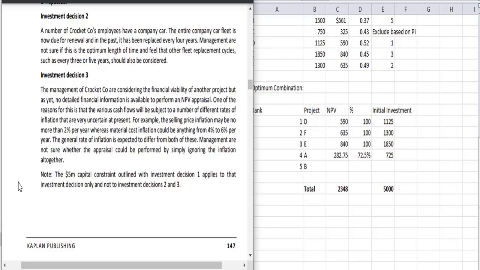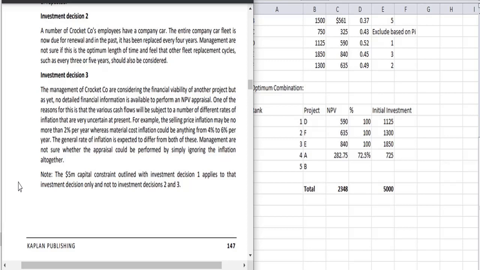For example, selling price inflation may be no more than 2% per year, whereas material cost inflation could be anything from 4% to 6% per year. General rate of inflation is expected to differ from both of these. Management are not sure whether appraisals could be performed by simply ignoring the inflation altogether. Note the 5 million capital outlay associated with investment project 1 applied to investment decision 1 only, not to investment decisions 2 and 3.